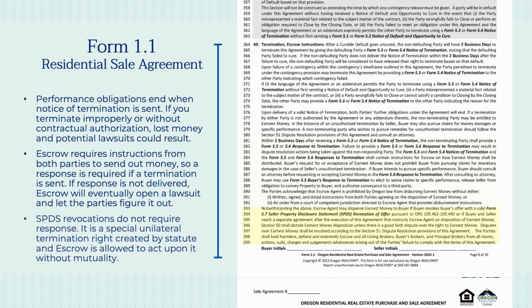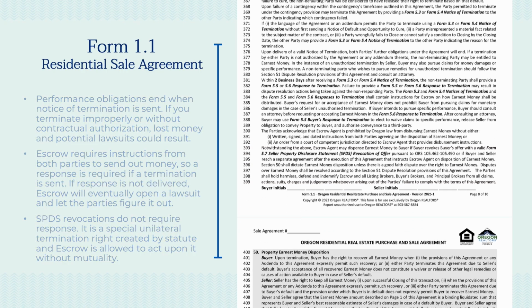If there is a revocation of the contract through the SPDS, this means the buyer has received the SPDS, and within 5 business days, they say, I don't want to do this contract. Oregon law allows escrow to just send the money back to that buyer, to refund the money. They don't need a response from the other party. The seller doesn't have to do anything. If buyer says, I disapprove, and they send in their revocation document, it's over. The whole process is over. Escrow doesn't need anything else. You can just end the contract outright.